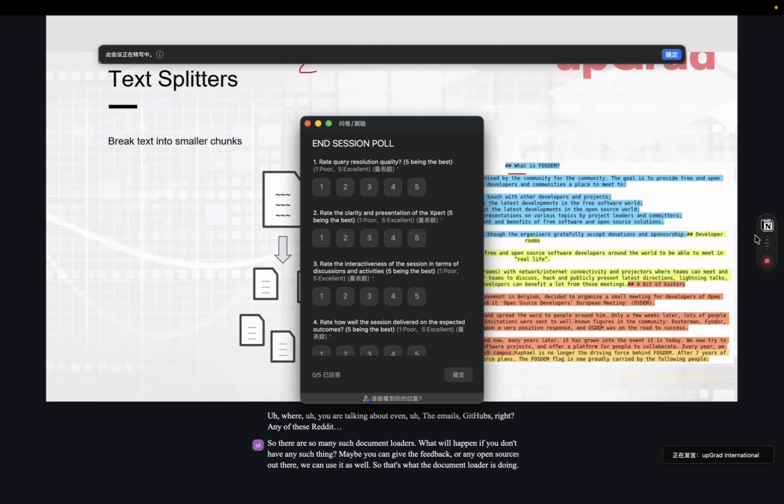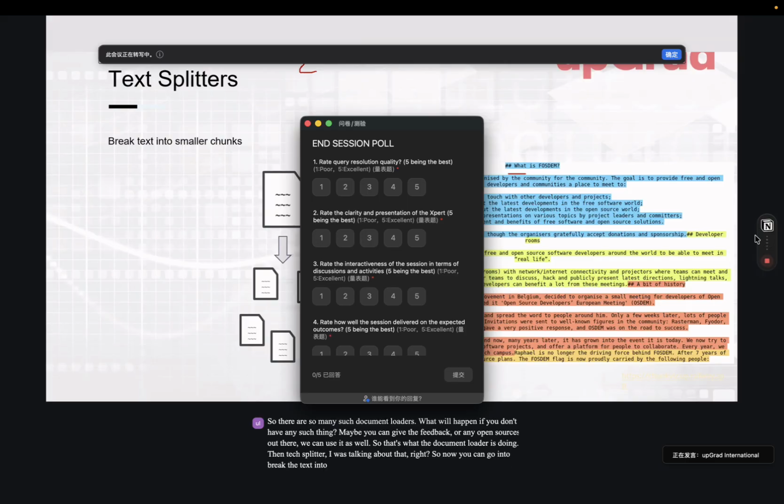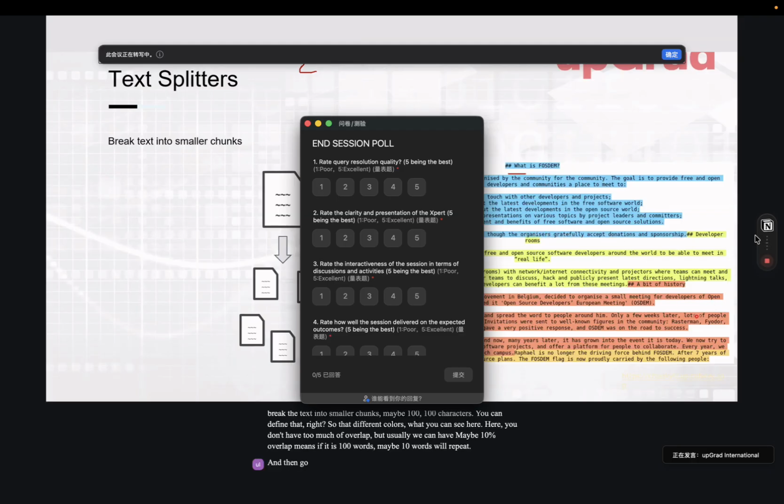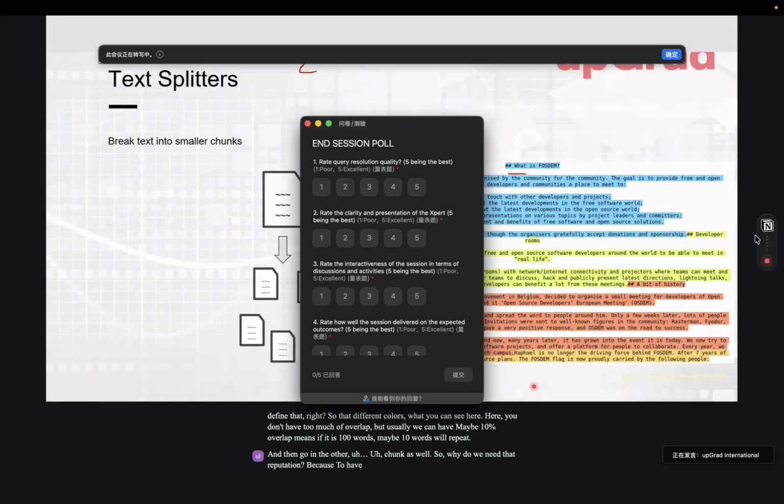Then the text splitter, I was talking about that, right? Now you can break the text into smaller chunks, maybe 100 characters. You can define that. The different colors are what you can see here. Here you don't have too much overlap, but usually we can have maybe 10% overlap, which means if it is 100 words, maybe 10 words will repeat and go into the other chunk as well. So why do we need that repetition? Because to have continuity and better performance, we have seen the significant role of that.